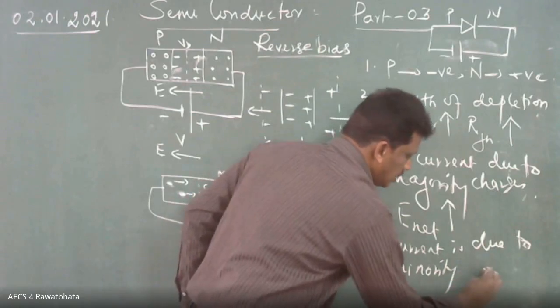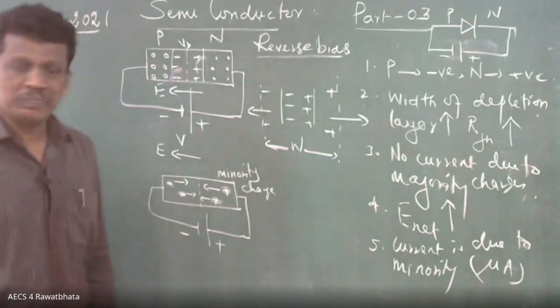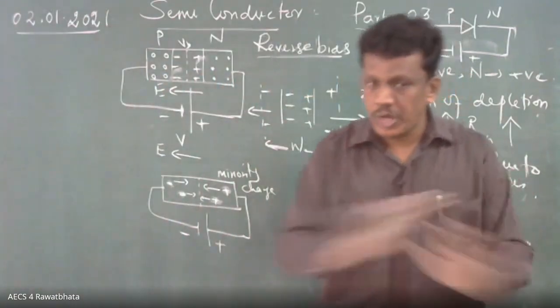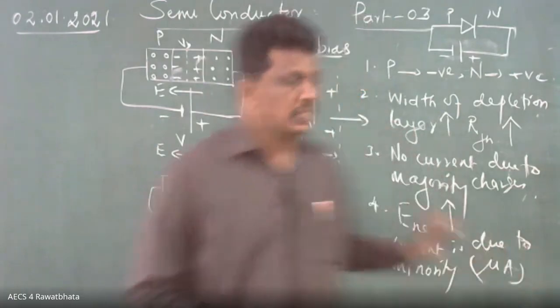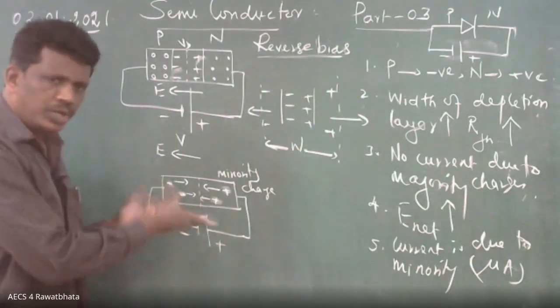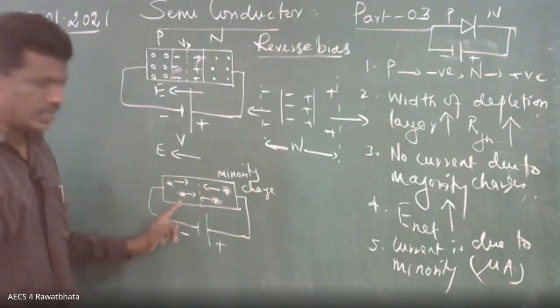Minority, that is what? Microampere. Very, very important that. So due to majority charge carrier, no current in reverse bias. But minority will contribute some current. These are the diagrams not in the book. Just for explanation, I am taking the example. That's all. You copy it for your understanding.